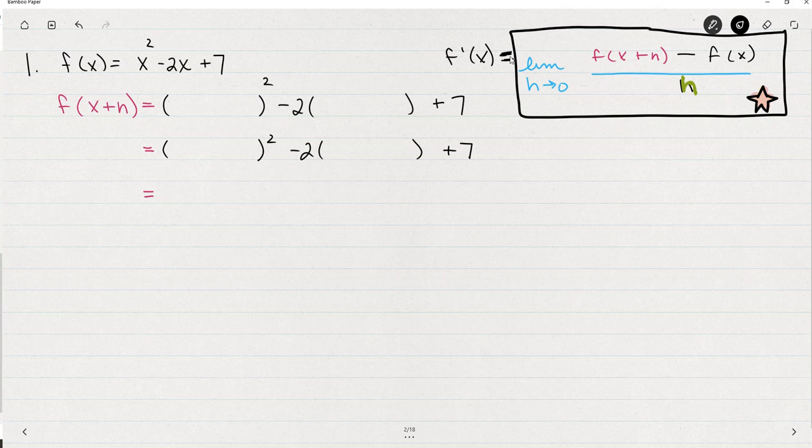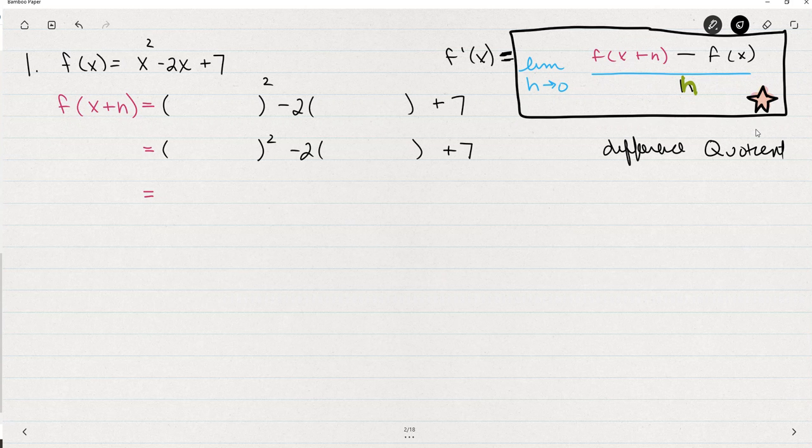The derivative of the function f(x) is equal to the limit as h approaches 0 of f of x plus h minus f of x, divided by h. We know this as the difference quotient. And if we're given the function x squared minus 2x plus 7, and we want to use this difference quotient to find the derivative of the function f of x, then here's an approach that works really well.